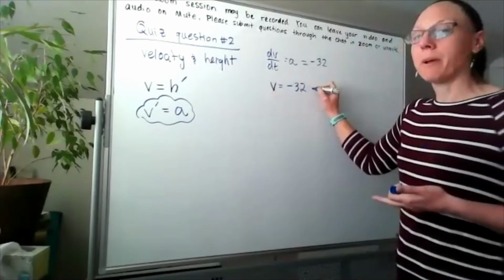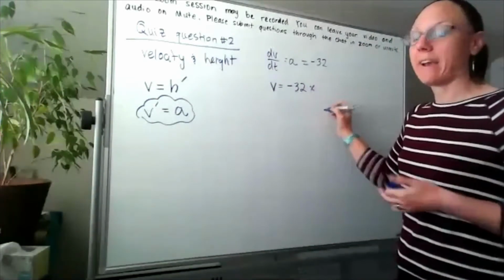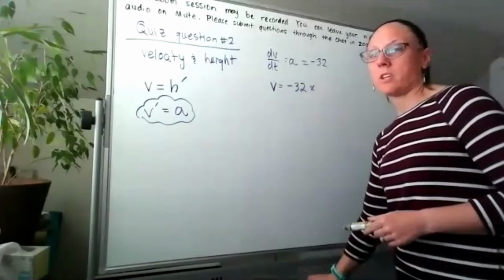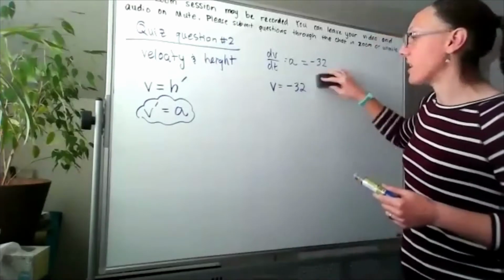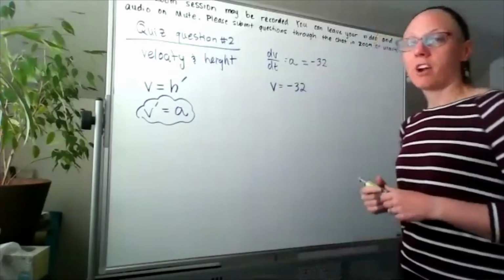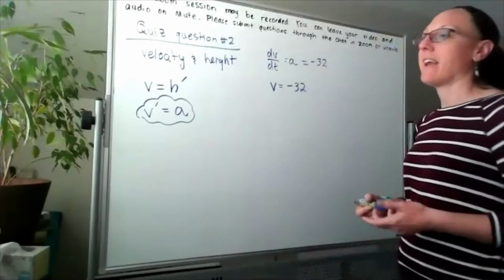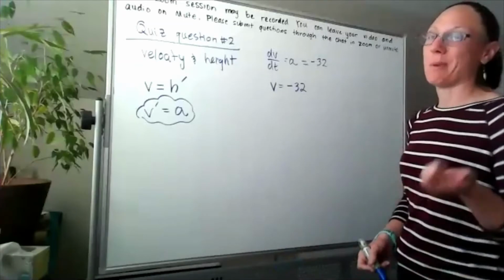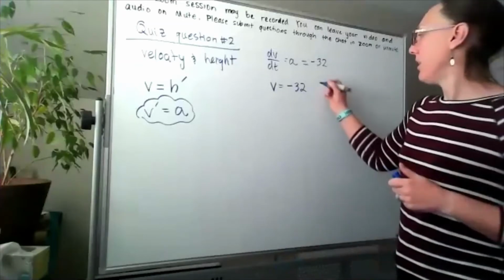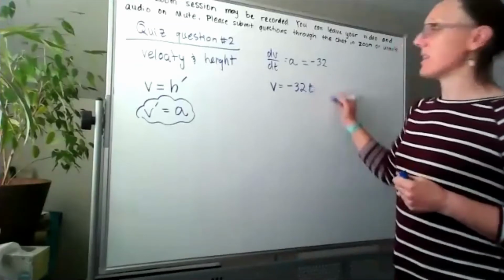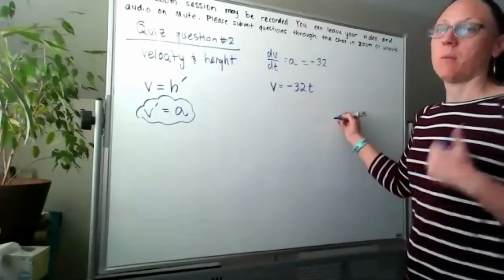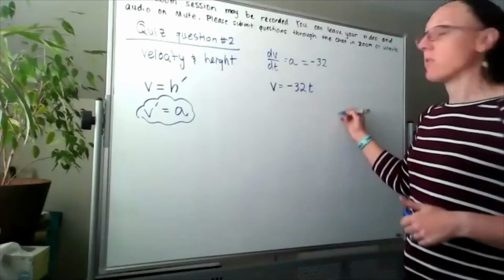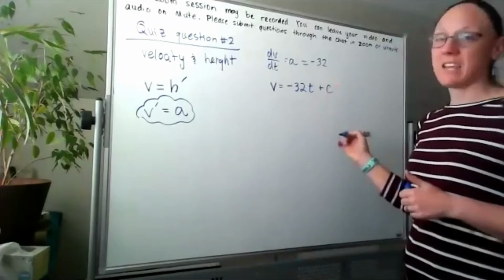And normally we might think of that as negative 32x. But typically when we're talking about position, velocity, acceleration, the variable that we're using is t instead. I think you would have gotten all the points correct if you wrote an x or maybe 1 point taken off, but it would be better to write that as negative 32t. Because we're taking an antiderivative, we also need that plus c.